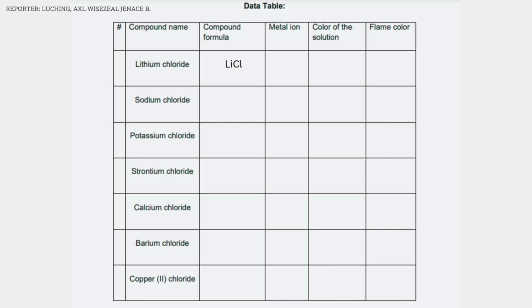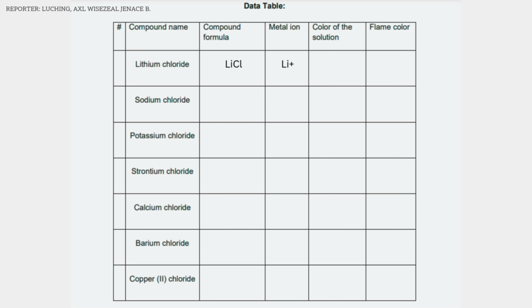Next is the metal ion. In order to identify the metal ion of a compound, what we are going to do is just identify which metal ion is in the compound. The metal ion in the compound is lithium, which means you are going to write the chemical symbol and the charge of that element. Lithium has a positive charge, so we are going to write Li, then a positive sign in the upper right corner. Next is the color of the solution.